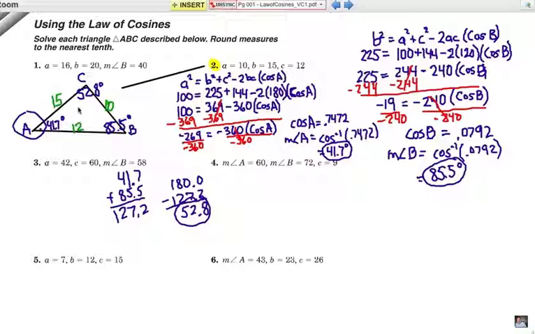All right, now that's given all three sides. I have to use the law of cosines twice to find the missing angles. Okay, that's actually the most challenging version of solving non-right triangles.